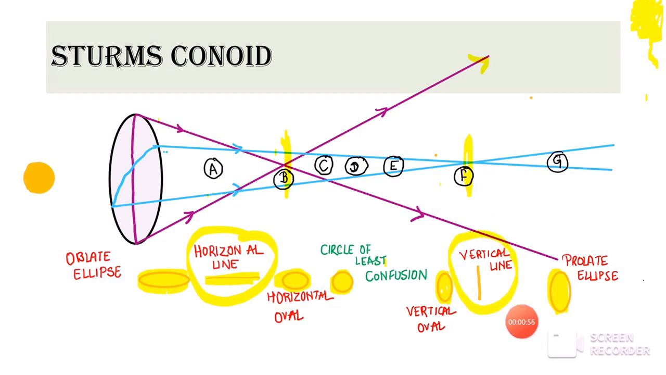Instead we are getting focal lines, and these are our horizontal focal line and the vertical focal line, right? It can also be called the anterior focal line and the posterior focal line. So the focal line at B will be your anterior focal line, which is being formed from the vertical meridian because it is converging before, and the F will be forming the second focal line or the posterior focal line because of the convergence of the horizontal rays.